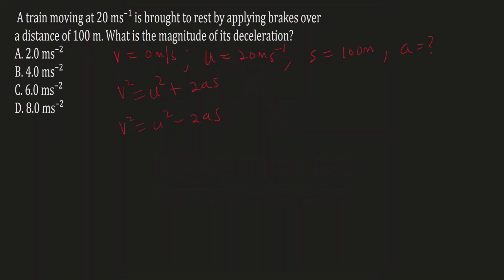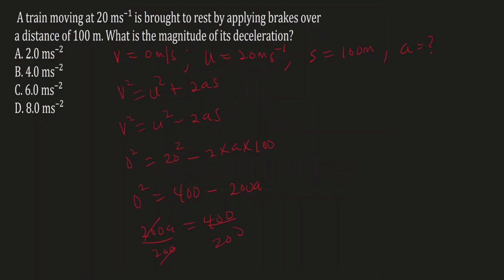Now v is 0, so we have 0 squared equals u, which is 20, so 20 squared, minus 2 times a times s, which is 100. So distance covered is 100. So we have 0 squared equals 400 minus 200a. Add 200a to both sides. We have 200a equals 400. Divide both sides by 200.